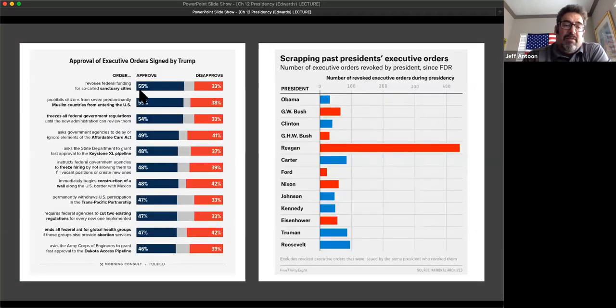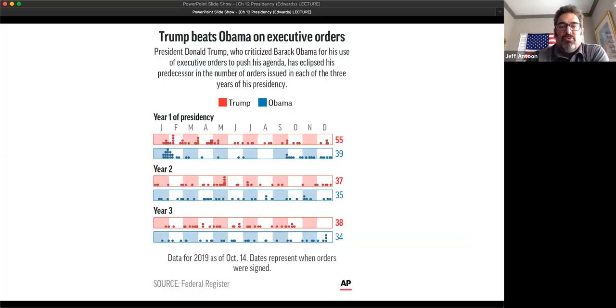Approval of executive orders, you can see on this side, these are some of the executive orders that are out there. Government agencies to delay or ignore elements of the Affordable Care Act, approve or disapprove. You can see how people reacted to his orders. Scrapping past presidents' orders. You can see the number of orders revoked by president since FDR. Reagan's had the most. Obama is now, that's what Trump has done in his first term, getting rid of a lot of Obama stuff. And if Biden wins, I bet you they get rid of all Trump stuff. And this is how we continue to battle partisanship in our country.